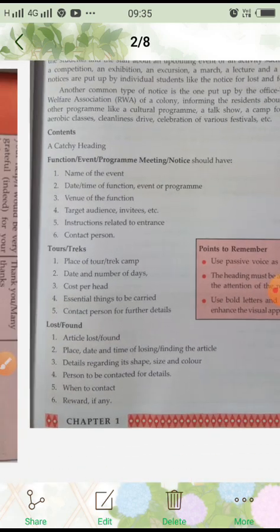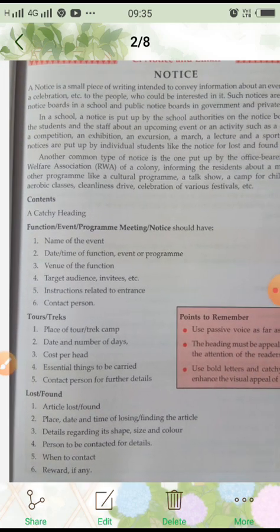And then after this, fourth point can be a person to be contacted for details, that is whom you have to contact for the further details, and then when to contact, that is by what time you have to contact, and the reward if any, that is if you found and if you are returning, say for that you will be rewarded if it is there. So that can also be mentioned in the notice writing.